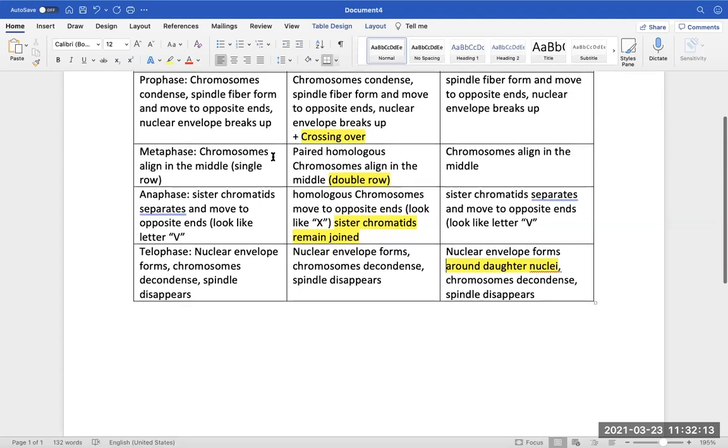And then you have cytokinesis. Can you guys tell me how many cells you get after cytokinesis in each? What is the number of cells you get for mitosis, and then at the end of meiosis 1, and then for meiosis 2? You get 2 for mitosis, 2 for meiosis 1, and 4 for meiosis 2. You have haploid.